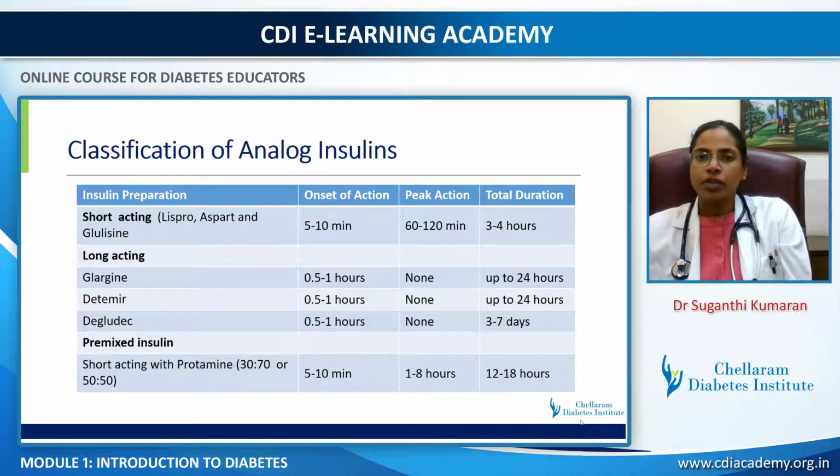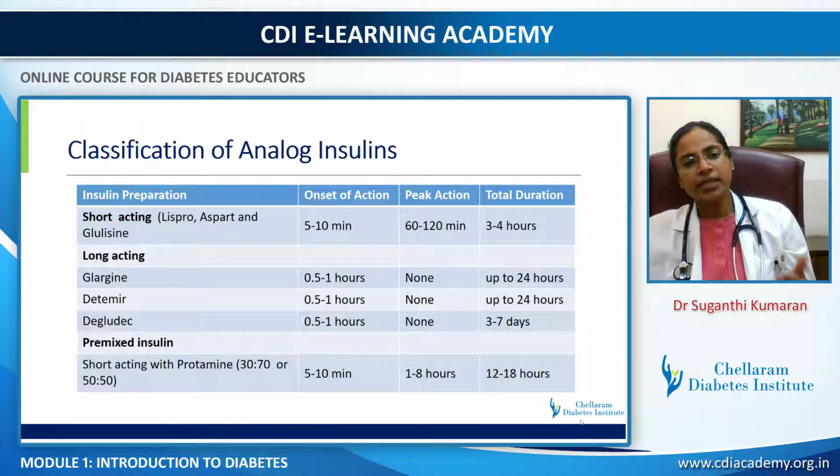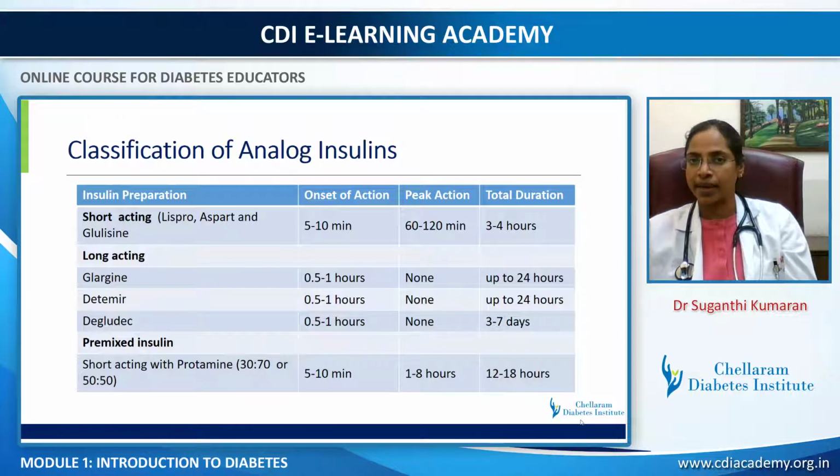Now looking at the classification of analog insulin, analogs means they are similar to the human insulins. And the reason why they are called analogs, they are synthetic insulins. Again, these are classified into short-acting, long-acting and premixed. We do not have intermediate-acting insulin in the analog category.